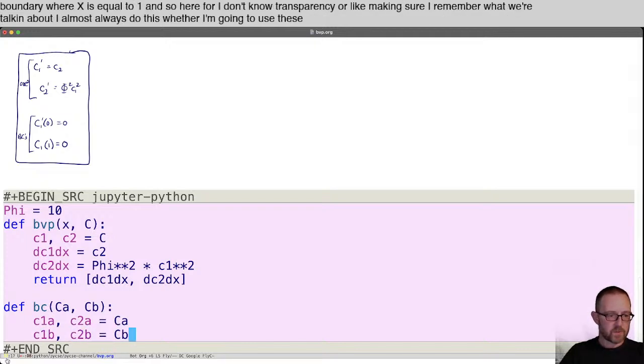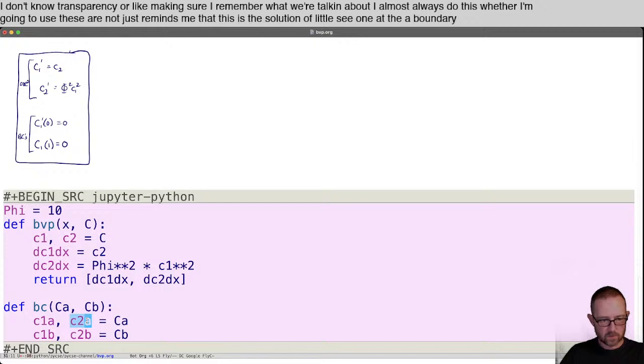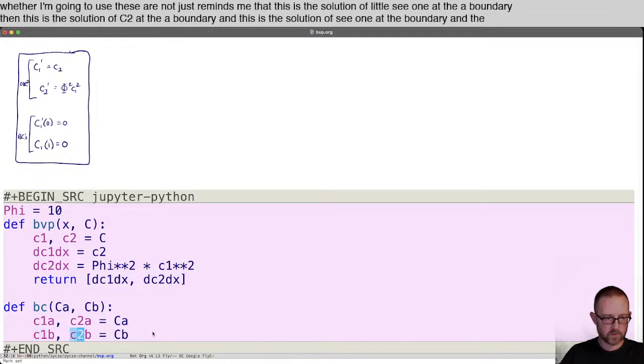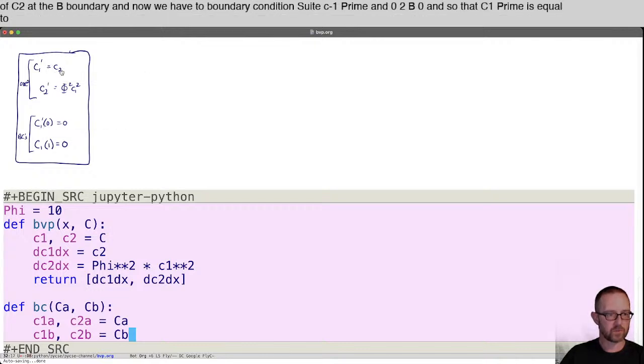Whether I'm going to use these or not, this reminds me that this is the solution of little c1 at the A boundary, and this is the solution of c2 at the A boundary. And this is the solution of C1 at the B boundary and the solution of C2 at the B boundary. And now we have two boundary conditions. We need C1 prime at 0 to be 0. And so that C1 prime is equal to C2. So this is actually equivalent to saying C2A is equal to 0.